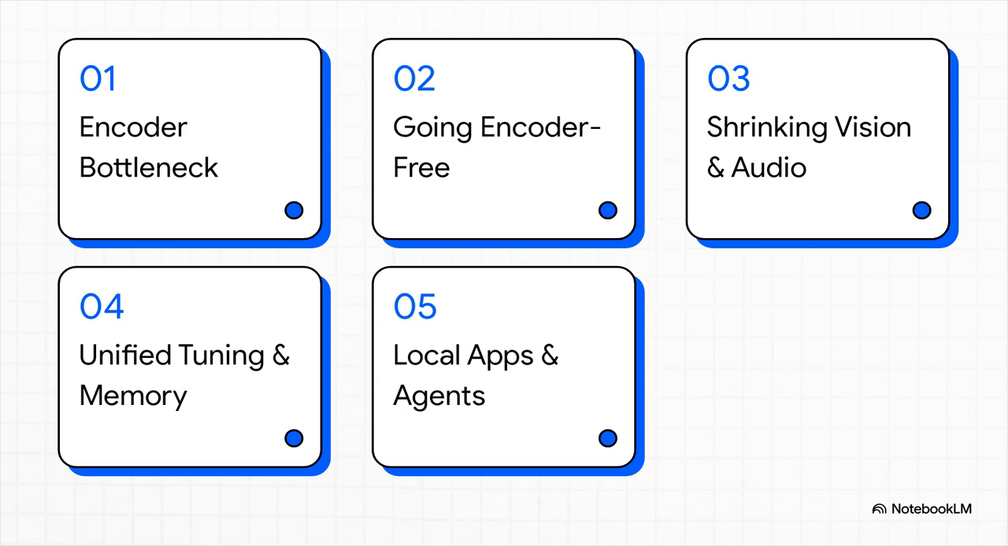Okay, let's take a quick look at our roadmap. We'll start with the multi-encoder bottleneck, then look at going encoder-free, shrinking vision and audio, unified tuning and memory, and finally, local apps and agents.